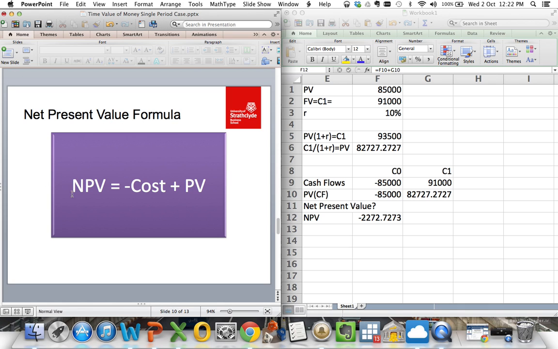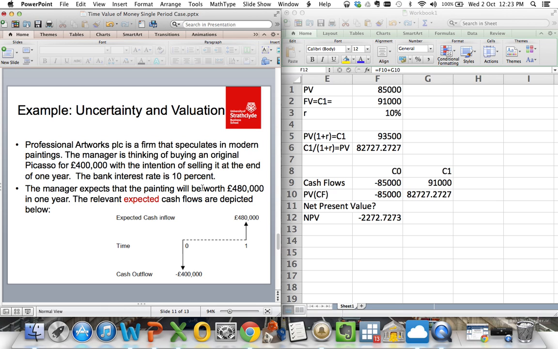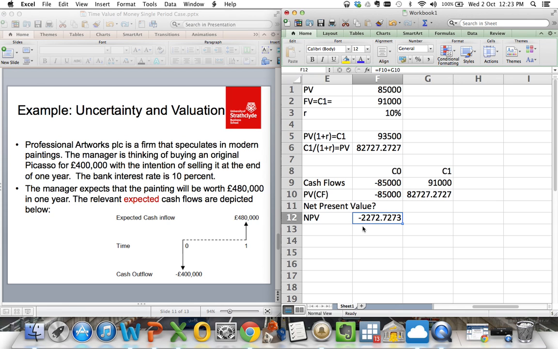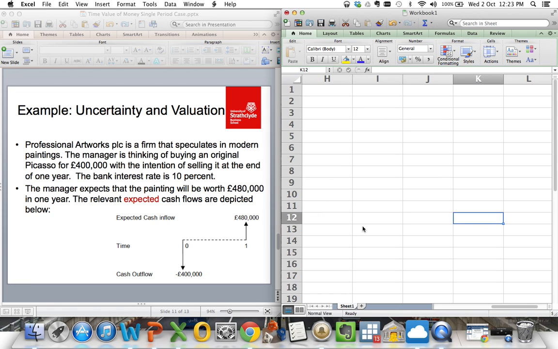And this is a formula. So net present value is equal to the cost, notice the negative sign, plus the present values. Now, this is just the next case, and what this does is it takes the previous example where you are certain about the future value, you're certain because it's a bank interest rate, and it extends that into cases where you're not certain. It's the same approach, but it's a different way of looking at it.